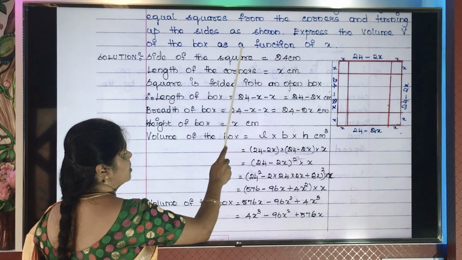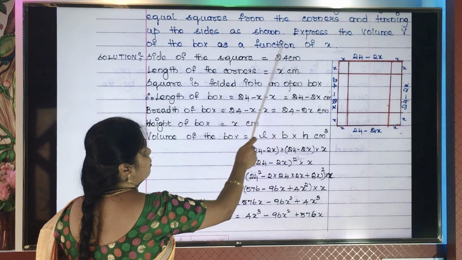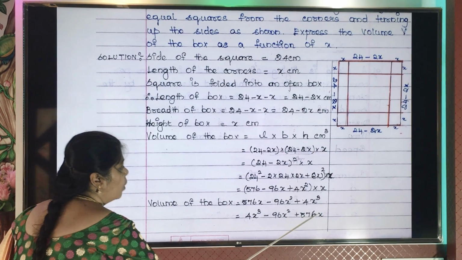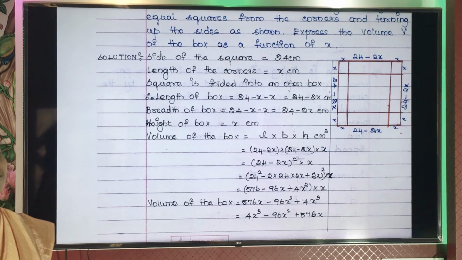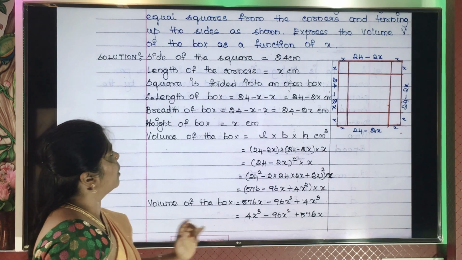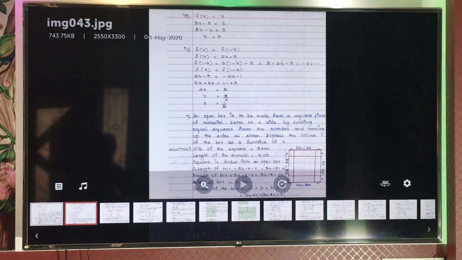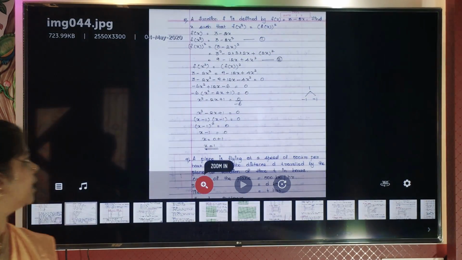As they have asked us, we need to express volume as a function of x, they told, isn't it? So this is how we need to express the volume of the box as the function of x. Hope I am clear with this sum.